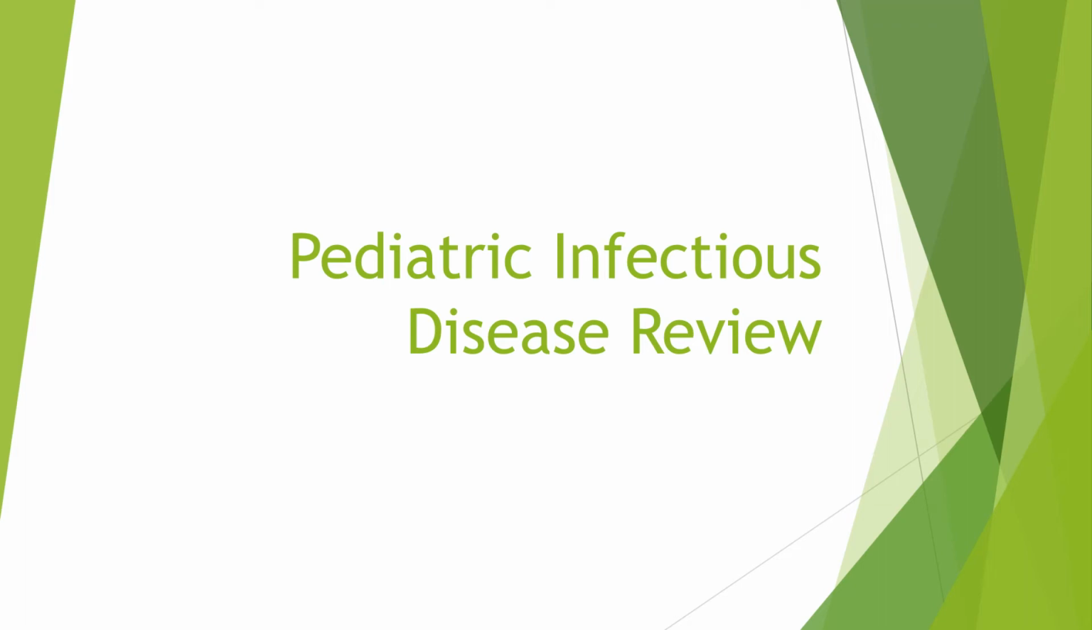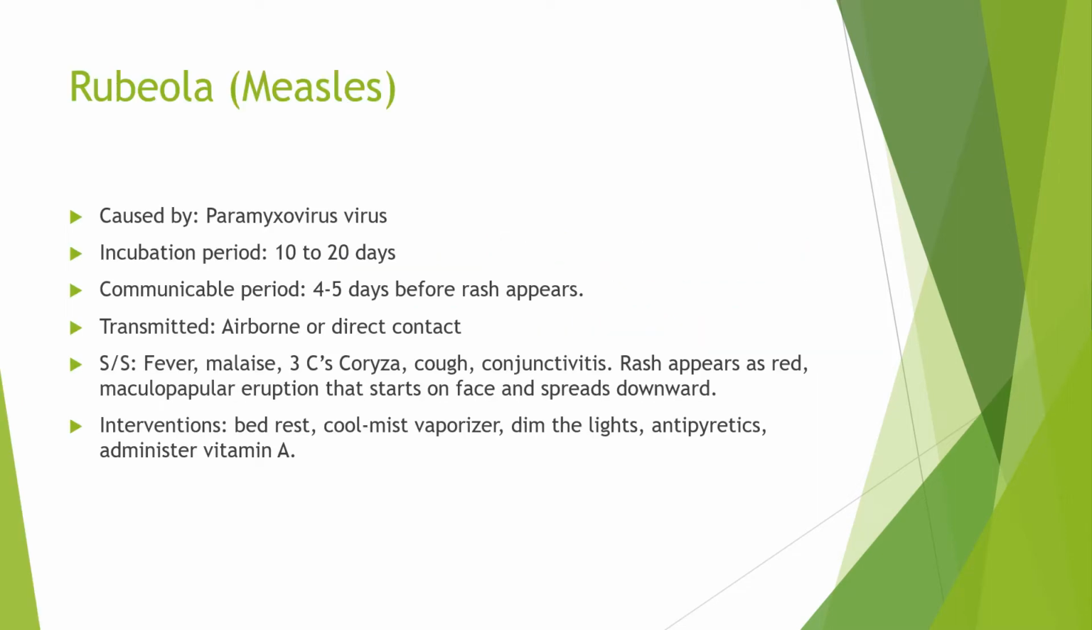Okay, we're going to review pediatric infectious diseases. First one we're going to talk about is measles, which is actually called rubeola. It's caused by the paramyxovirus, something like that. Transmitted by airborne or direct contact.